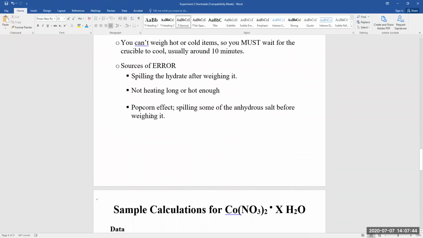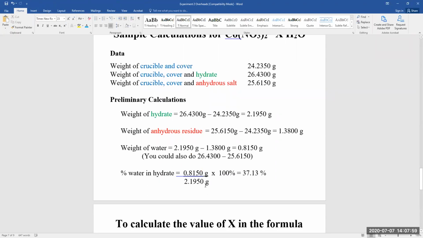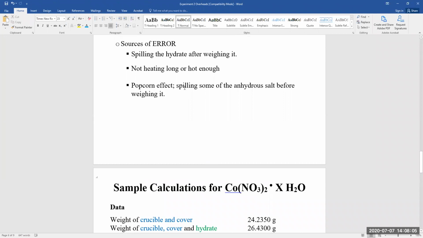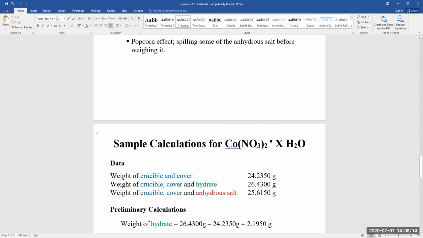The popcorn effect is a little different, or spilling the anhydrous salt before weighing it. You've got your hydrate value figured out correctly, so you didn't make a mistake before then. But your mistake occurs once you're heating the hydrate. You get the popcorn effect, stuff flies out, you spill some of it before you weigh it. If you spill it, this number will be smaller. Anything that leaves the crucible between heating the hydrate and heating the anhydrous salt is going to be assumed to be water, because that's the only thing that should leave the crucible.